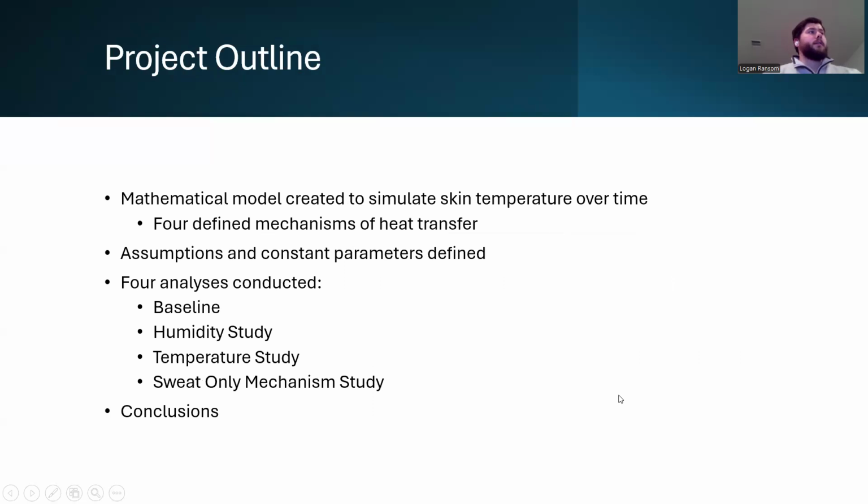So the project consisted of creating a mathematical model to numerically simulate human skin temperature over time in the form of an ordinary differential equation with four mechanisms of defined heat transfer. Assumptions and constant parameters were defined for the overall analysis, as well as individual studies. Four major analyses were conducted. These were a baseline of the respective climates, a humidity study, a temperature study, and a sweat-only mechanism study. Each of these studies will be discussed in a little further detail later on. Finally, conclusions were drawn based on the results.